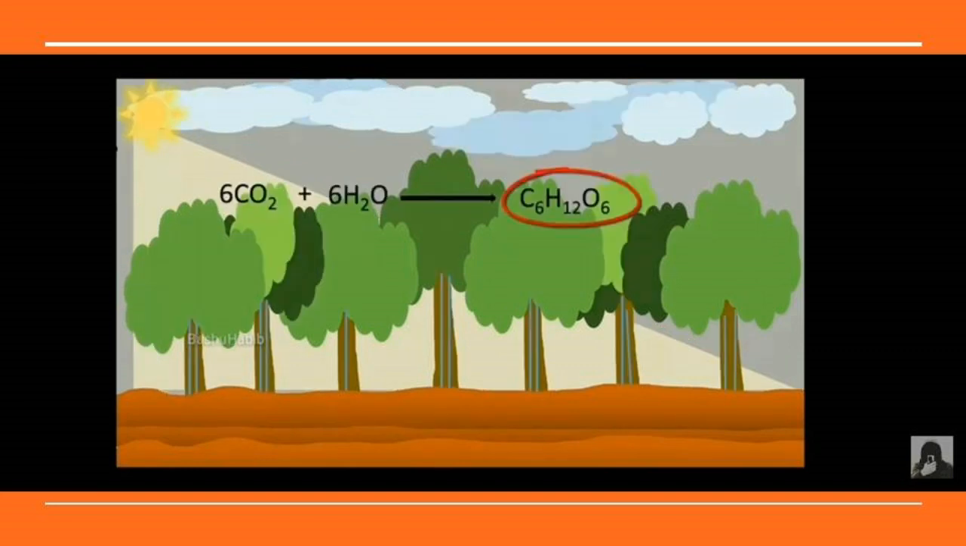6 molecules of CO2 and 6 molecules of water in the presence of sunlight and chlorophyll pigment, we will get C6H12O6. This is the chemical equation of photosynthesis.